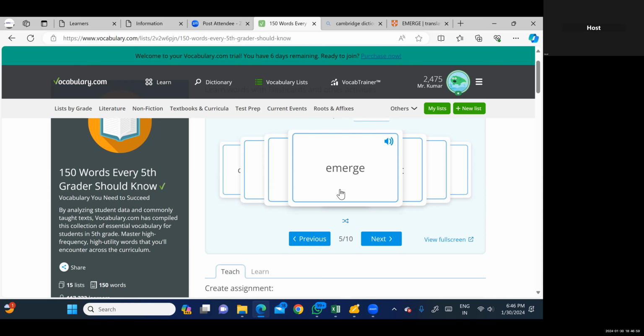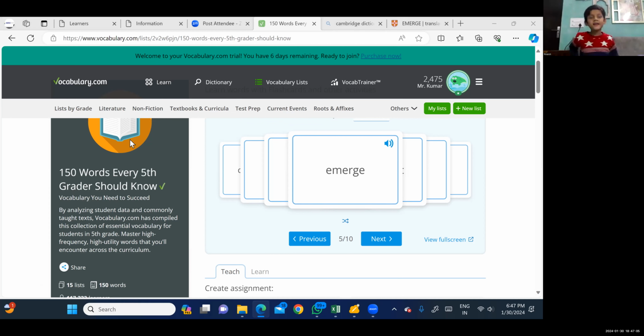To appear. Rewanch, what is the meaning of emerge? Emerge means to stand out. To stand out. Okay. Ayan? Sir, it means to move out of something and become visible. Okay. To stand out of something, to excel, or to move out, to come out. Okay, Aditya, meaning of emerge? To appear by coming out of something or from behind something.